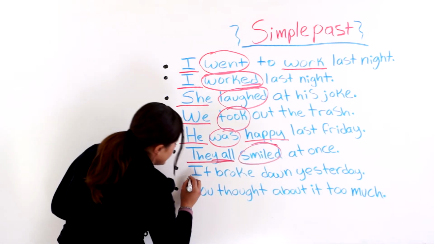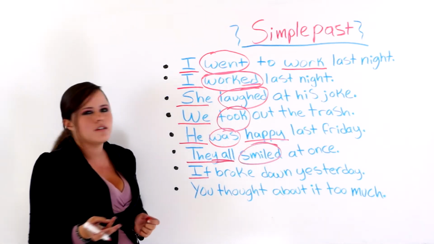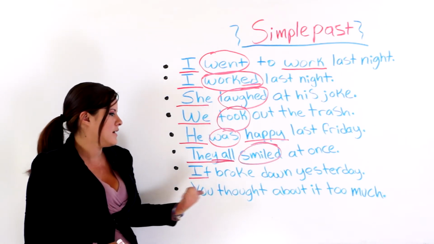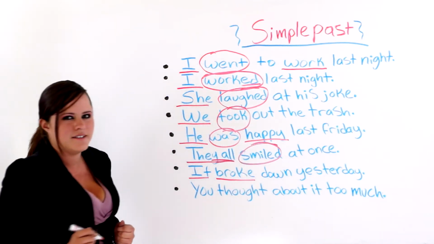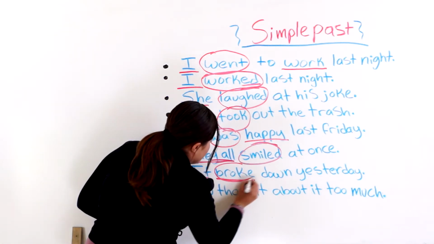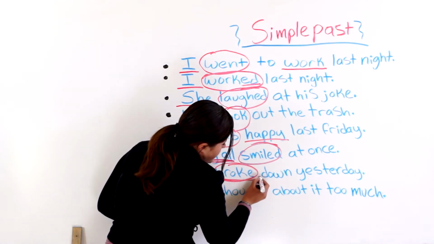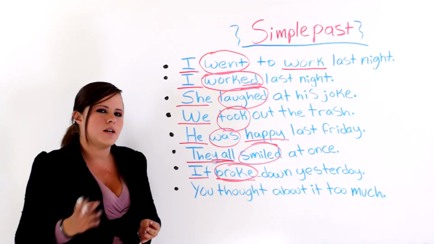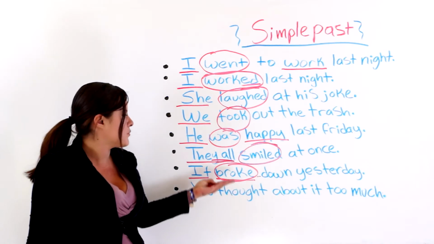Next one. It, this would be the subject. You could be talking about a TV, you could be talking about a camera. This is for a thing or an animal, okay? A dog, a cat. It broke down, but a cat and a dog cannot break down, right? Only if, well, we're not talking about that right now. It broke down yesterday. This is a phrasal verb, okay? A two-word verb or a phrasal verb. Break down. To break down is to stop working, okay? It broke down yesterday. It doesn't work anymore because it broke down.